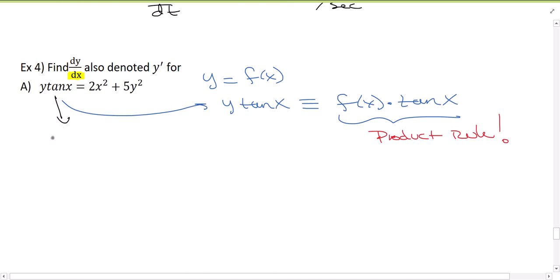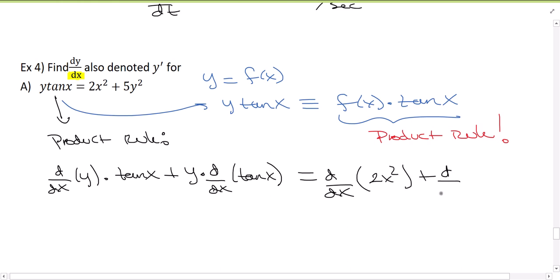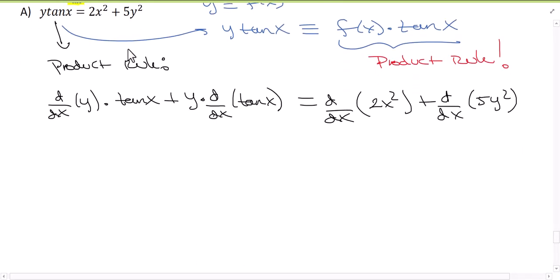The product rule then is going to tell me, so product rule on the left is the derivative with respect to x of the first times the second left alone plus now the first left alone times the derivative of the second. And then take the derivative of the other side as well. So the derivative with respect to x of 2x squared plus the derivative with respect to x of 5y squared. Now again, you don't have to write this step, but I'm trying to just be intentional as to what I'm taking the derivative of. So the derivative of y with respect to x, that's dy/dx, or y prime.